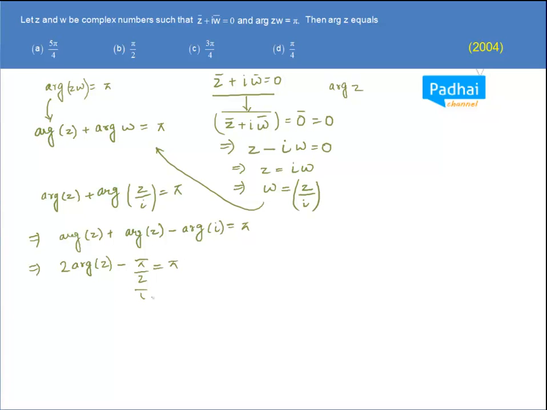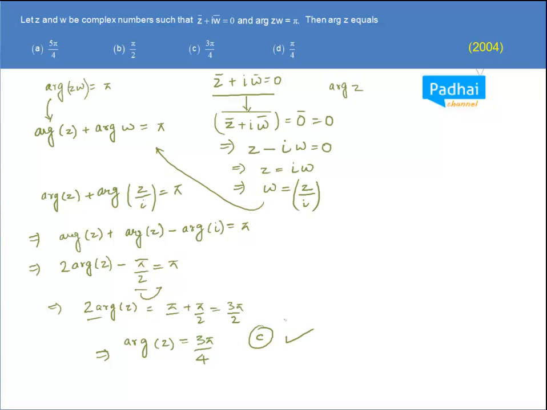So if I send this pi by 2 to the other side, this will be 2 times argument Z equals pi plus pi by 2, which is nothing but 3 pi by 2. So this implies if I send the remaining 2 here, that means argument Z is equal to 3 pi by 4. Now look into the options if there is any option for 3 pi by 4. Yes, it is. So the C option is the correct answer.